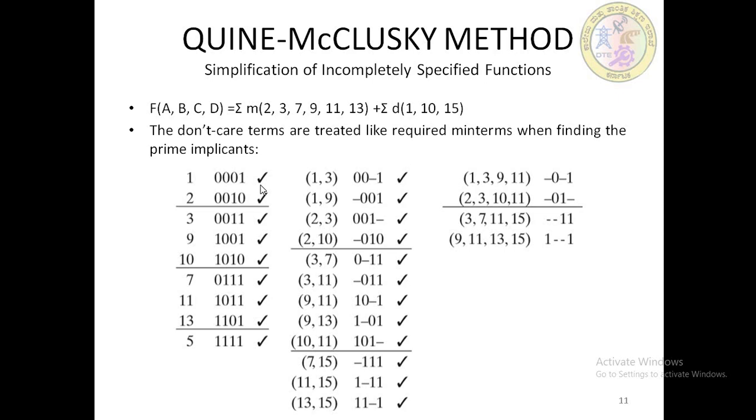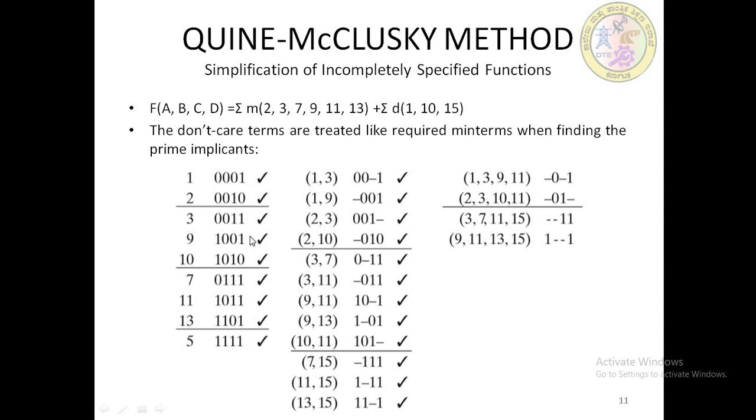You might already know how we solve the Quine-McCluskey method. We start comparing, and if there is a one-term change, we write it with a dash, and we keep solving until we get the last iteration. The same applies here. You can call this step 1 and this step 2.